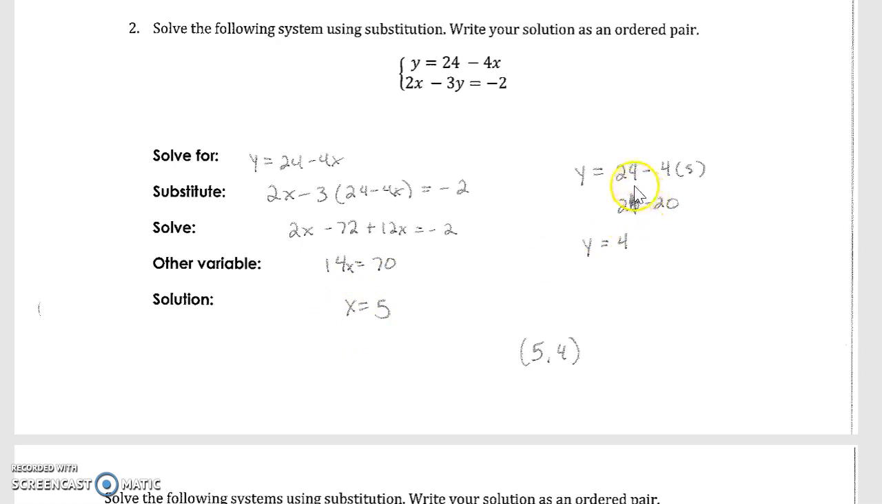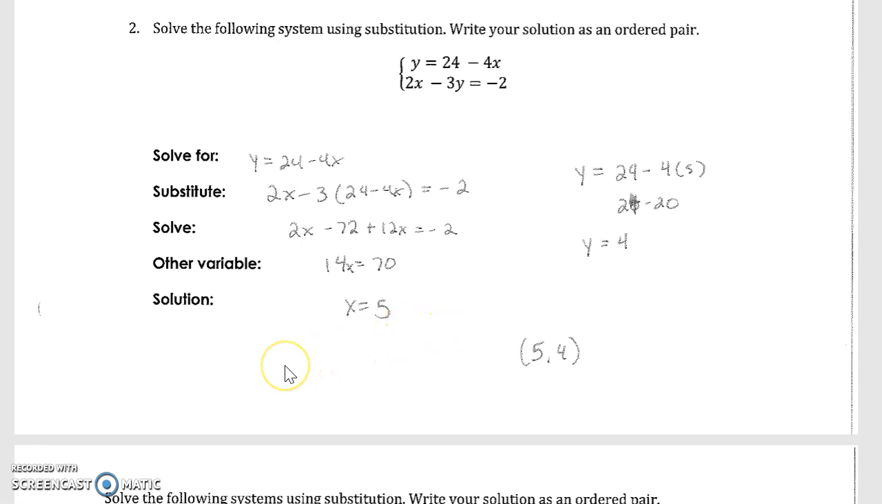Take the 5, plug it in. 24 minus 4 times 5, so 24 minus 20, which gets you 4. Your ordered pair is 5, 4. Okay, go ahead and grab your whiteboards, please.